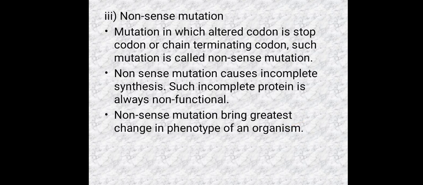Now we know that there are 64 different codons present. Out of those 64 codons, 61 codons code for the 20 amino acids, but the remaining 3 codons do not code for any amino acid. These 3 codons are UAA, UAG and UGA. These 3 codons do not code for any amino acid, and they are called termination codons, stop codons, or nonsense codons.